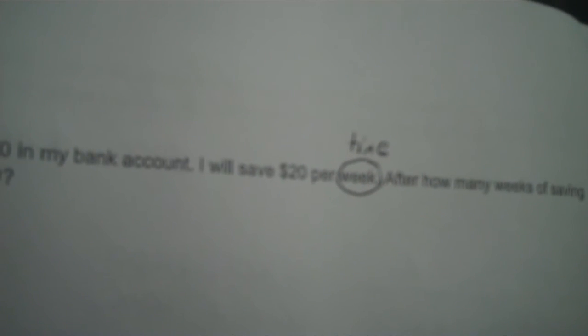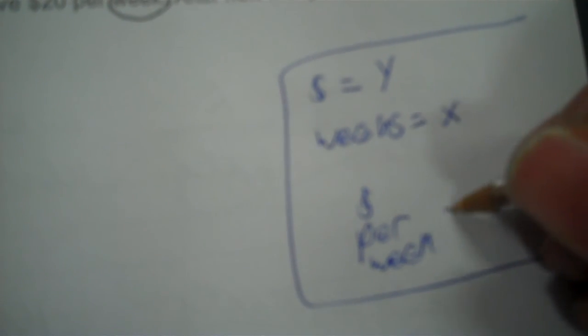I have $400 in my bank account. I will save $20 per week, week being the time. How many weeks of saving? Well, I want $600. So money is a function of the weeks. Okay, so I make a side box and I put money and weeks. Remember, we let the time unit be the X and the money be the Y. So dollars per week. So the dollars per week is 20 times X.